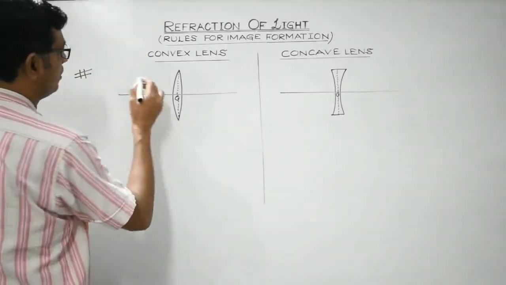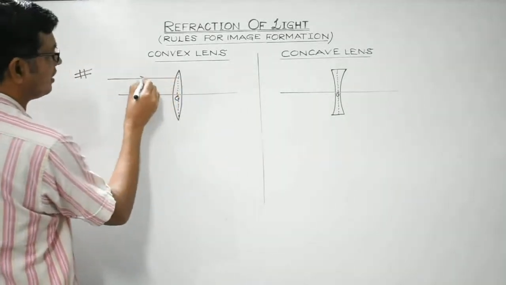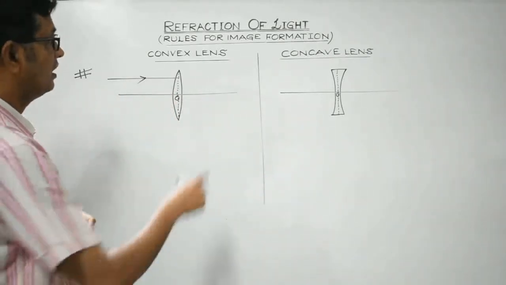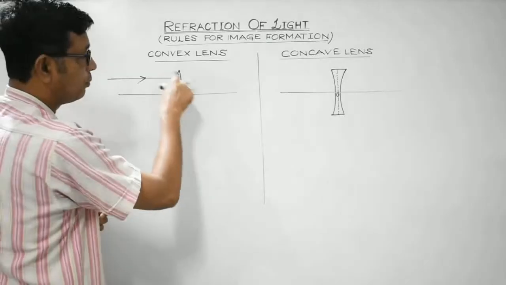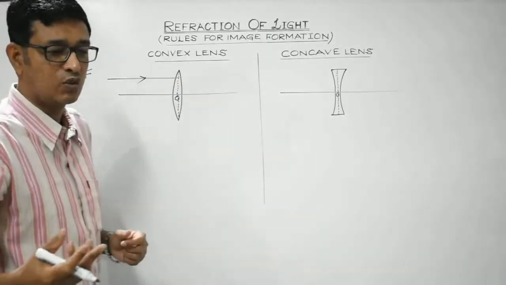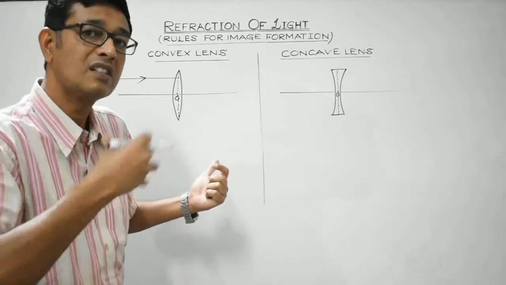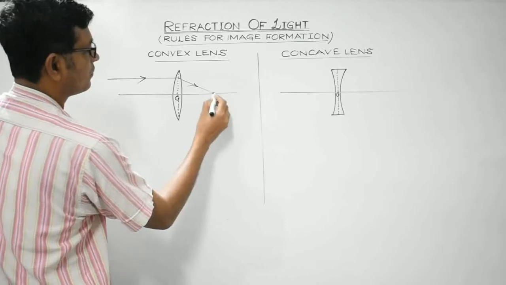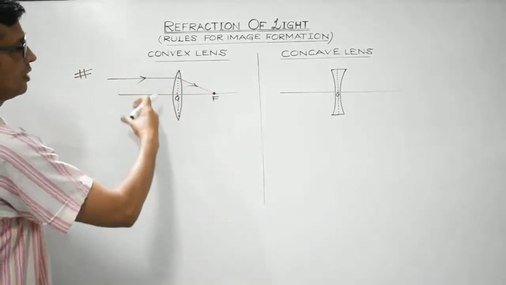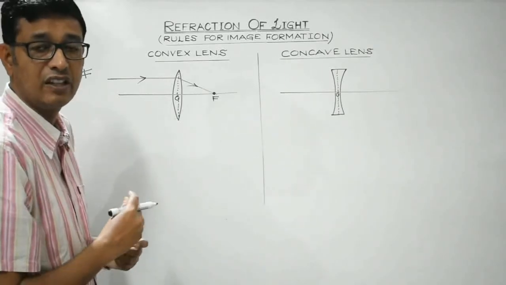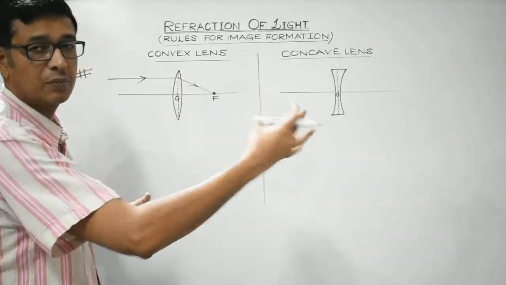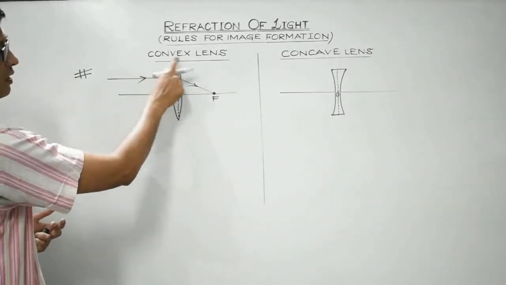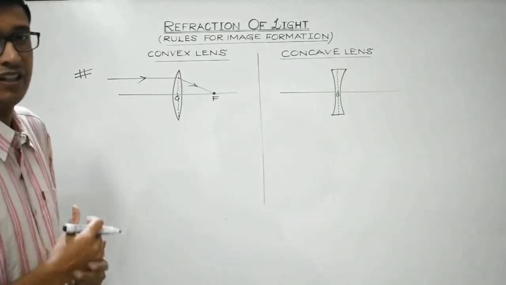So, the first rule. Whenever a ray is incident parallel to the principal axis, this is the incident ray and it is parallel to the principal axis, then in the case of convex lens, it tends to pass through the focus. In the previous lectures, we have discussed convex lens is also known as a converging lens. So it will tend to pass through the focus. This is the focus. All the rays which are incident parallel to the principal axis on the convex lens, then the rays after refraction tend to get converged at a particular point. And this point is known as the principal focus. Right? So that is the reason why convex lens is also known as a converging lens.